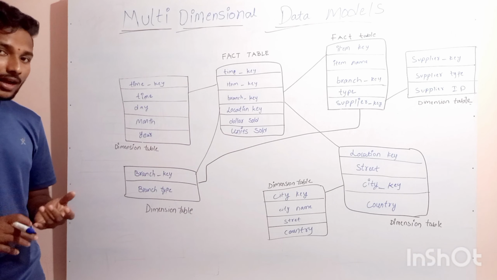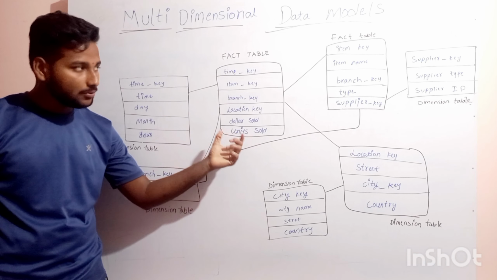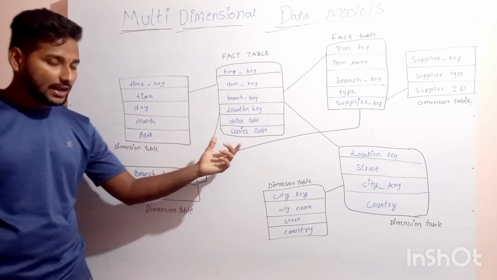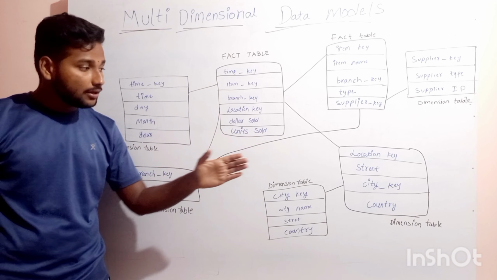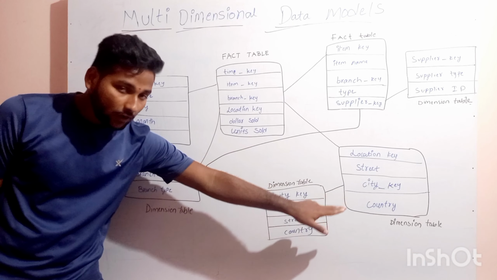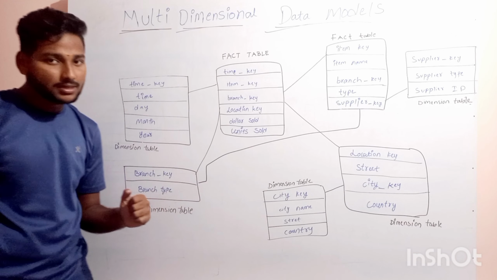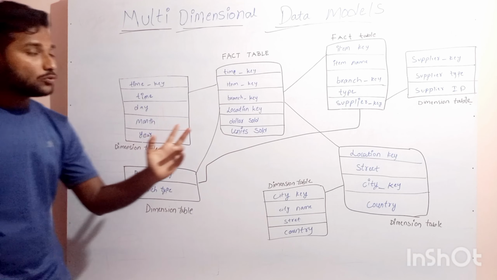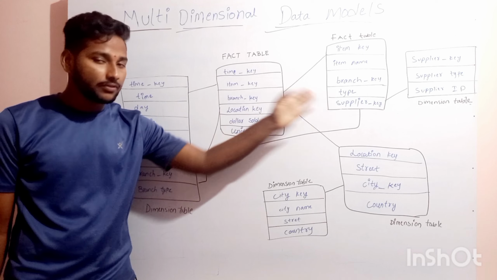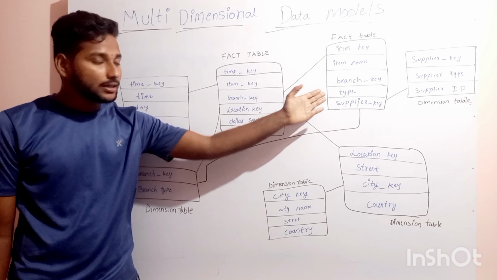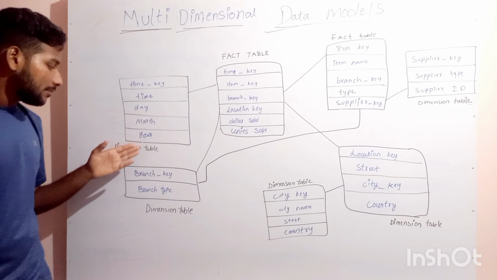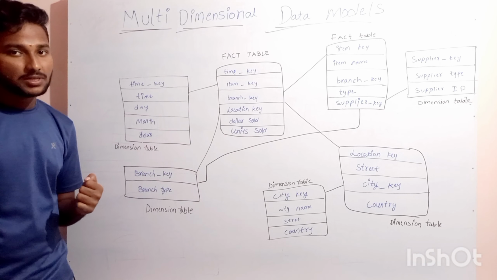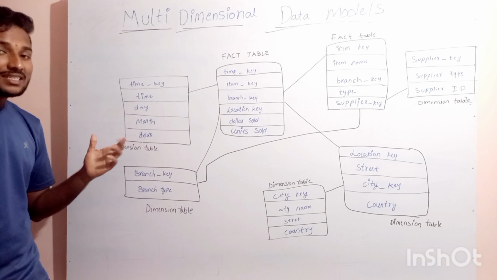In star schema we have only one fact table connected to dimension tables. In snowflake we have a fact table and dimension tables, and there is another connection from one dimension table to another dimension table. But in fact constellation schema we have two fact tables, one fact table and another fact table, and these have separate dimension tables. These dimension tables have separate connections to other dimension tables. This is the main basic.